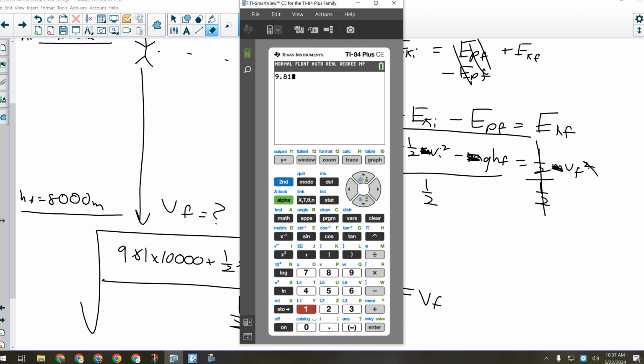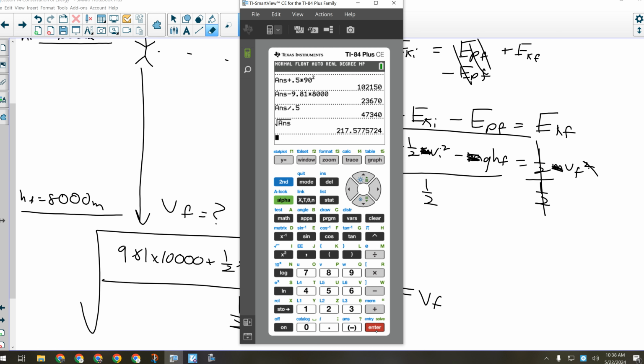Okay, so 9.81 times 10,000. I can't believe I'm punching that in when I do it. Okay, plus 0.5 times 90 squared, minus 9.81 times 8,000, divided by 1/2, square rooted. Okay, is that fast? Really fast. Okay, 217.5, actually 217.6 meters per second.